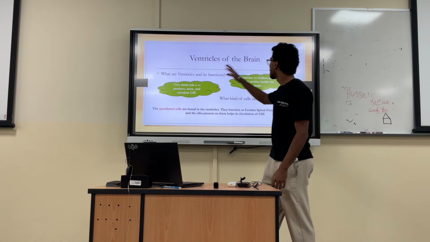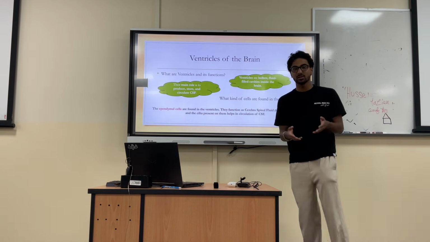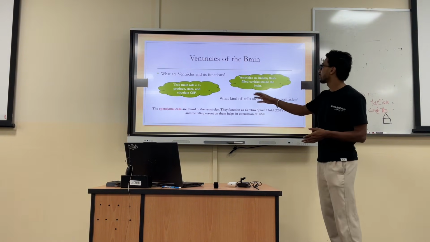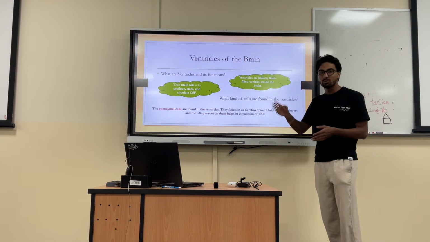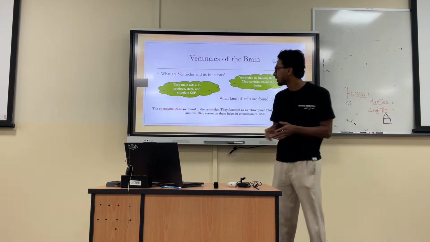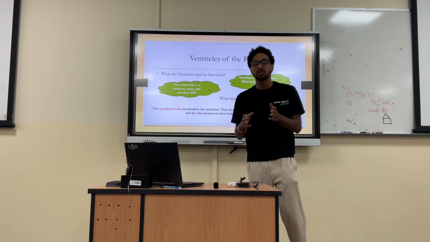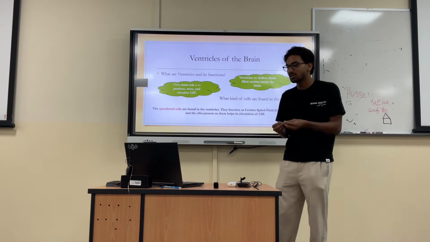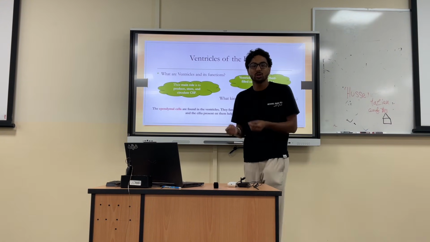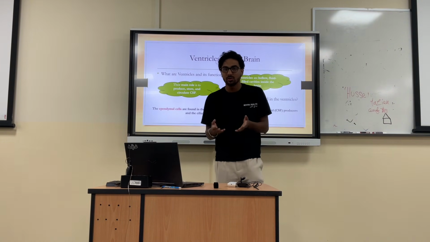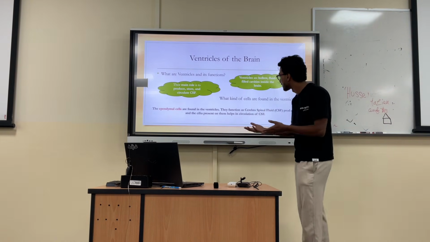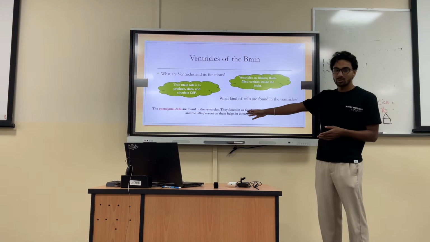Now we get to the ventricles of the brain. What are the ventricles and their functions? The ventricles are hollow fluid-filled cavities inside the brain. Now, what is their role? The main role is to produce, store, and circulate the cerebrospinal fluid. And the function of the cerebrospinal fluid is to provide cushioning and nourishment for the brain and spinal cord to stay healthy. This is a very important question.